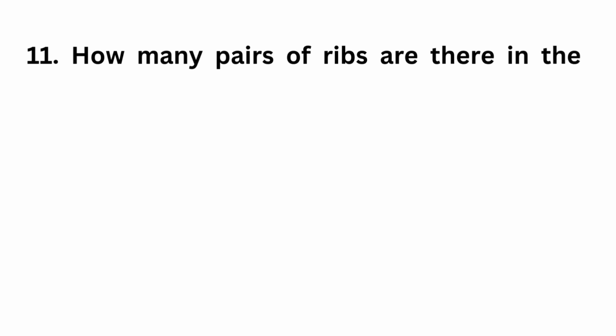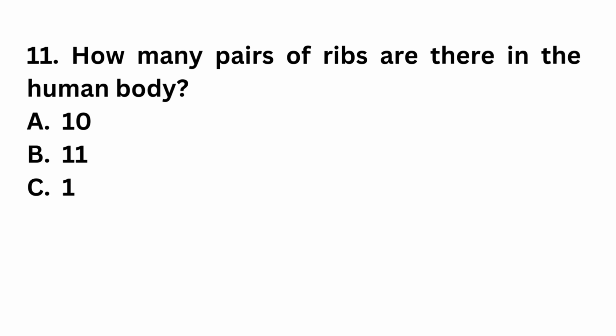11. How many pairs of ribs are there in the human body? A. 10. B. 11. C. 12. D. 13. The answer is C. 12.